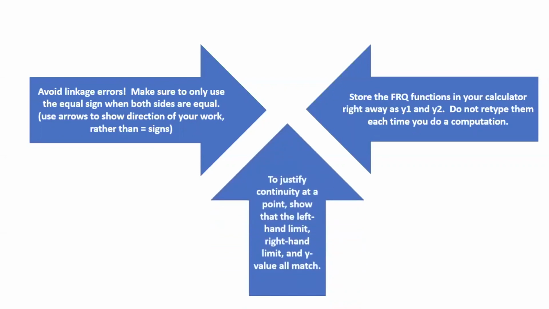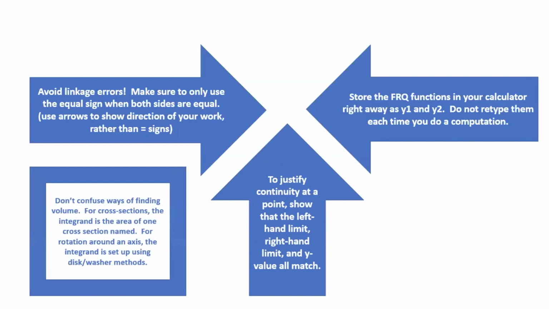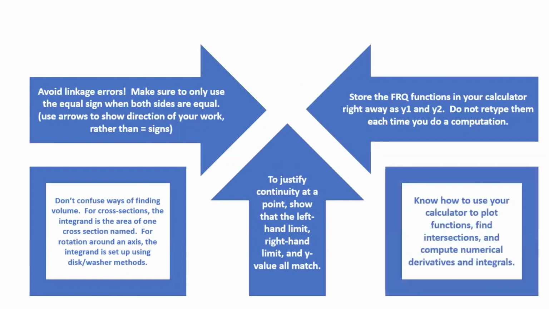To justify continuity at a point, show that the left-hand limit, right-hand limit, and the y value all match. Don't confuse ways of finding volume. For cross-sections, the integrand is the area of one cross-section named. For rotation around the axis, the integrand is set up using disk washer methods. Know how to use your calculator to plot functions, find intersections, and compute numerical derivatives and integrals.